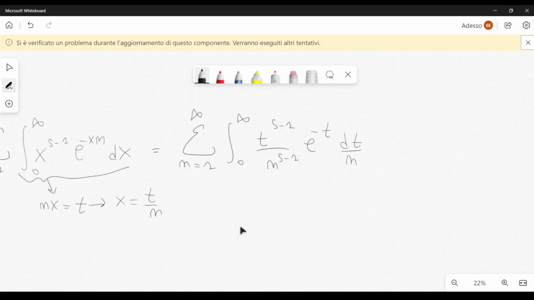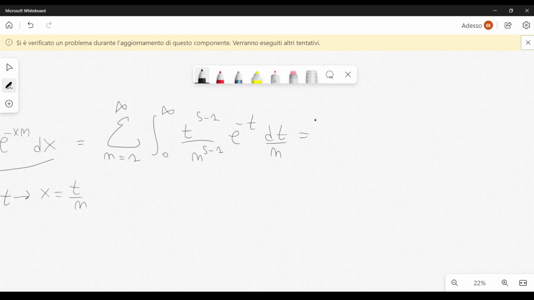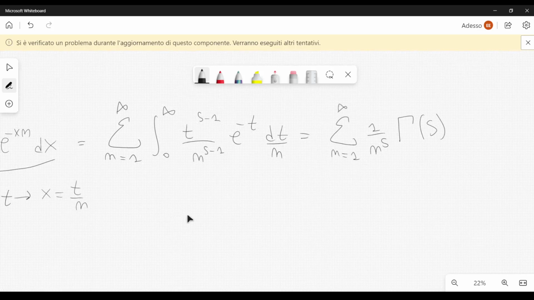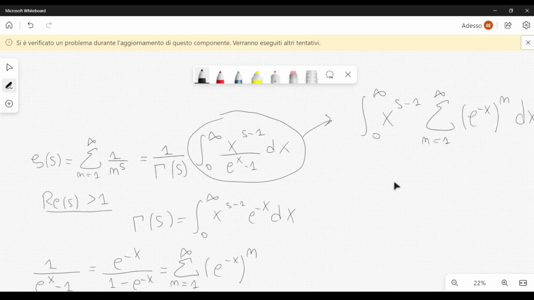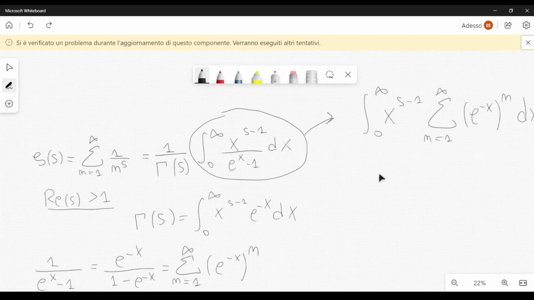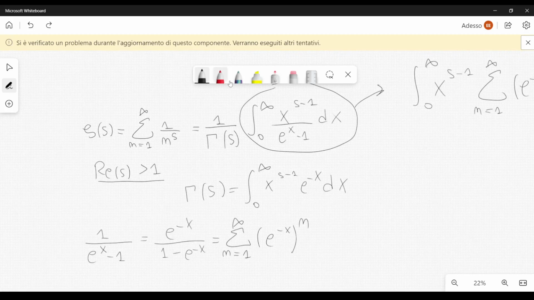And now it's very easy to realize that basically here we get the summation over n from 1 to infinity of 1 over n to the power s, and then we have the integral there. But the integral, if you take a look at it, is just equal to gamma of s, right? And when we divide by gamma of s, here we get exactly this formula. So this is another representation of the Riemann zeta function, and let me highlight that this is true if the real part of s is greater than 1.